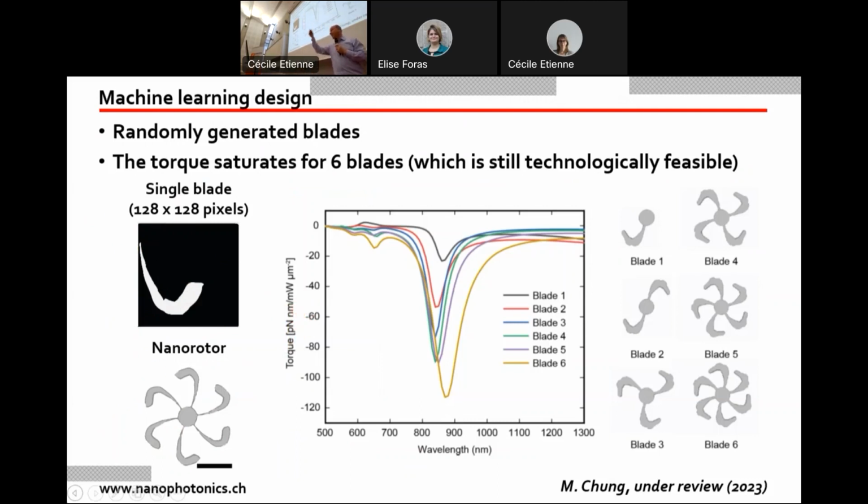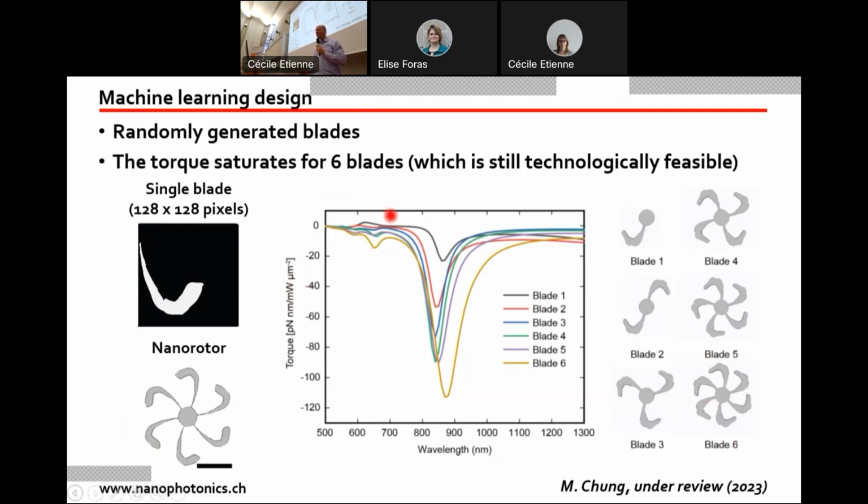If you put a lot of light onto your nanorotor, obviously it's going to rotate very fast. So you have to normalize the torque by the illumination power. So this is why we always show our torque here normalized by the illumination power, milliwatt per square micron. We chose to do all the optimization on one single blade, but then we fabricate the motor with 6 blades. 6 blades is a good compromise.